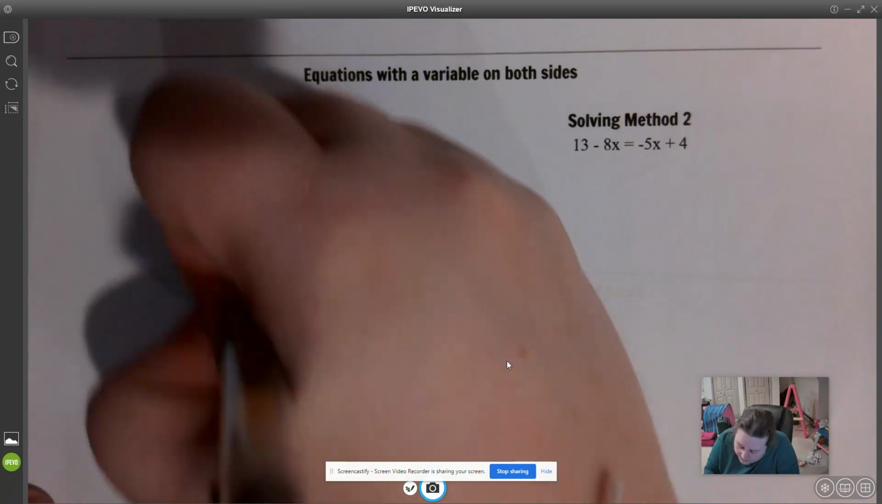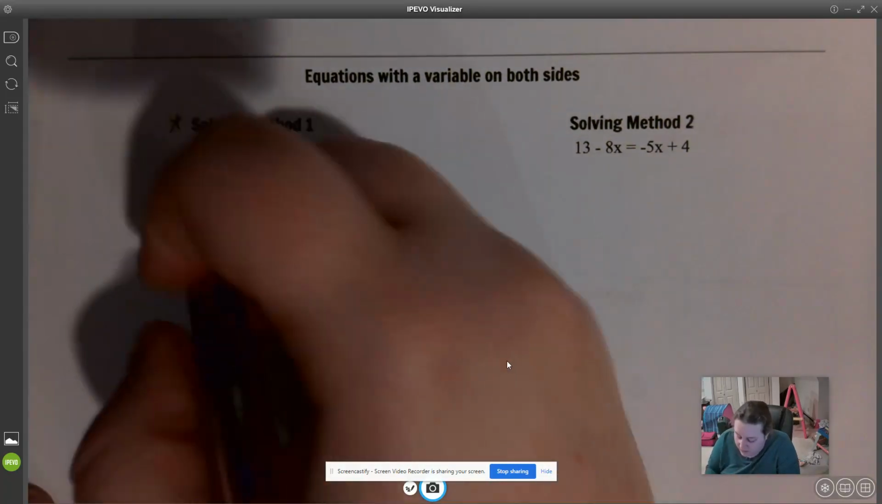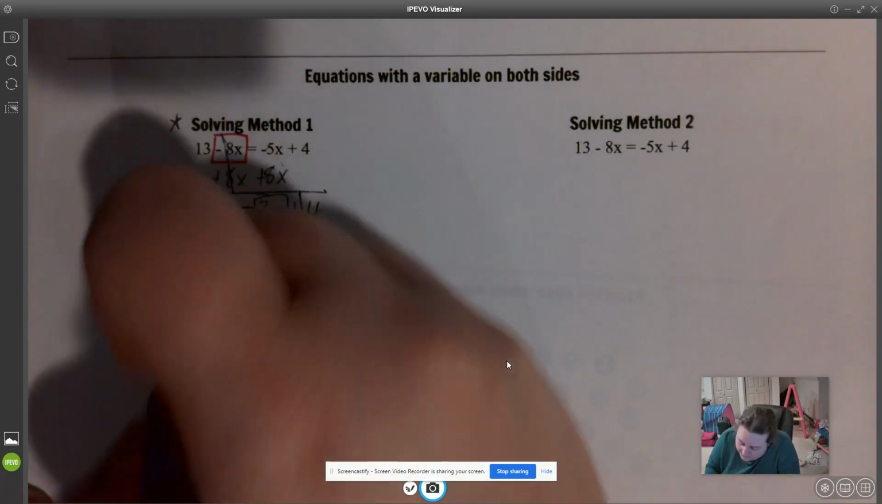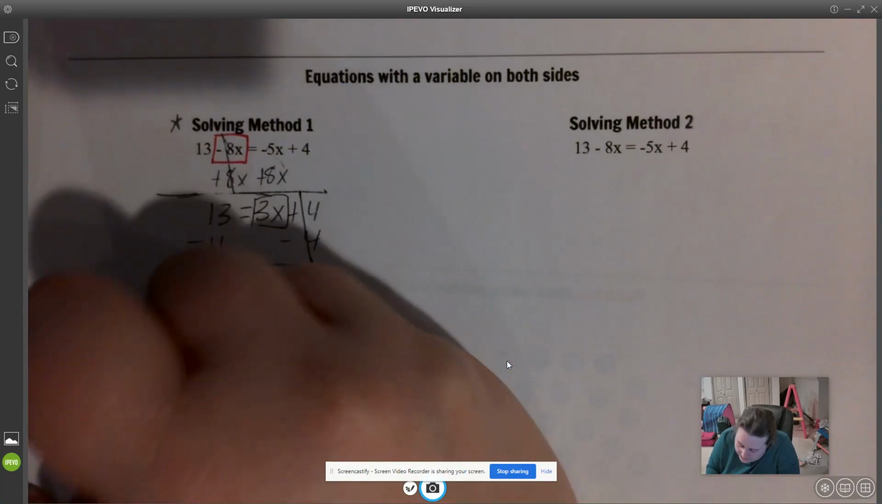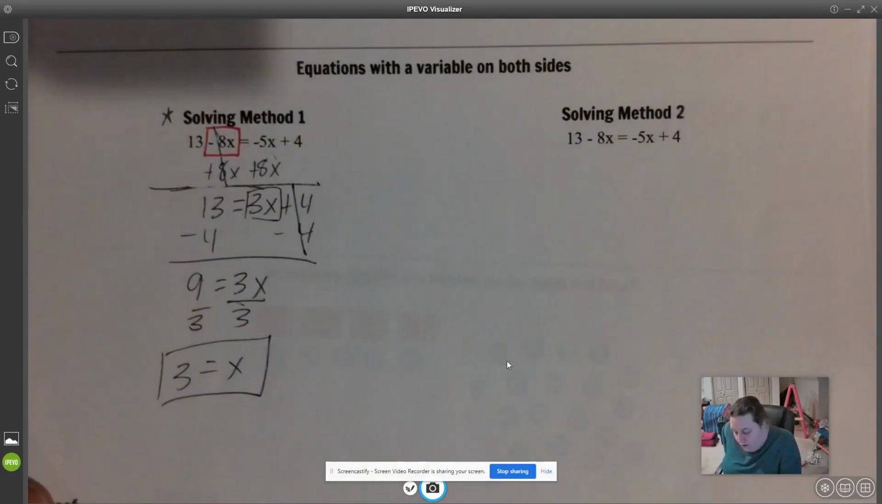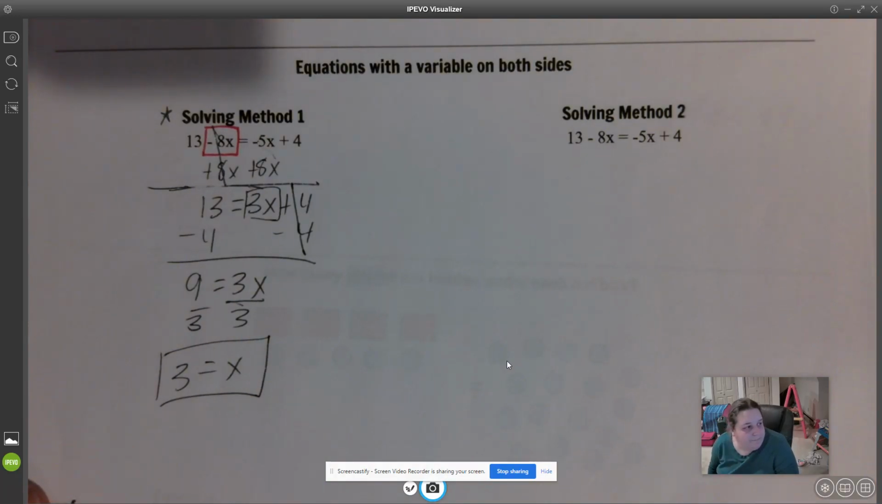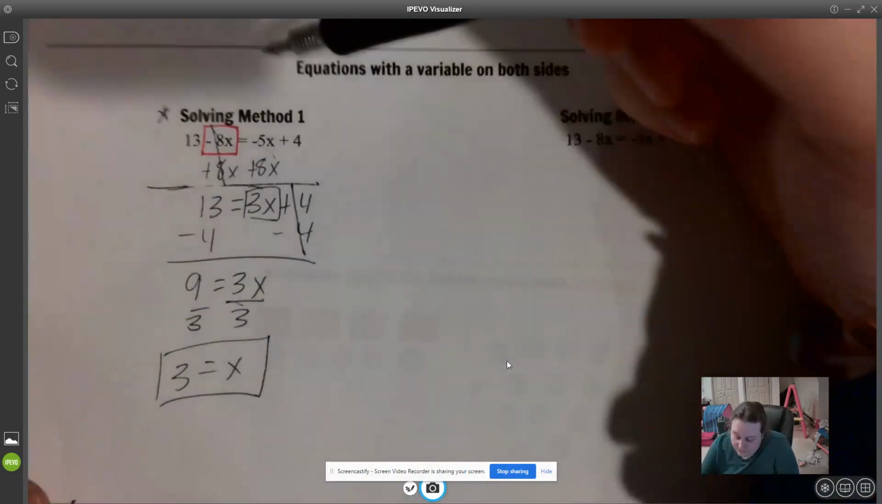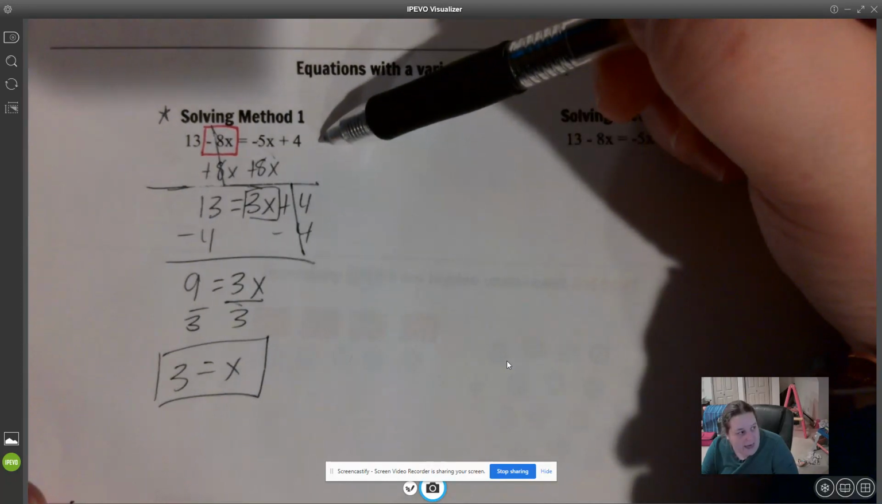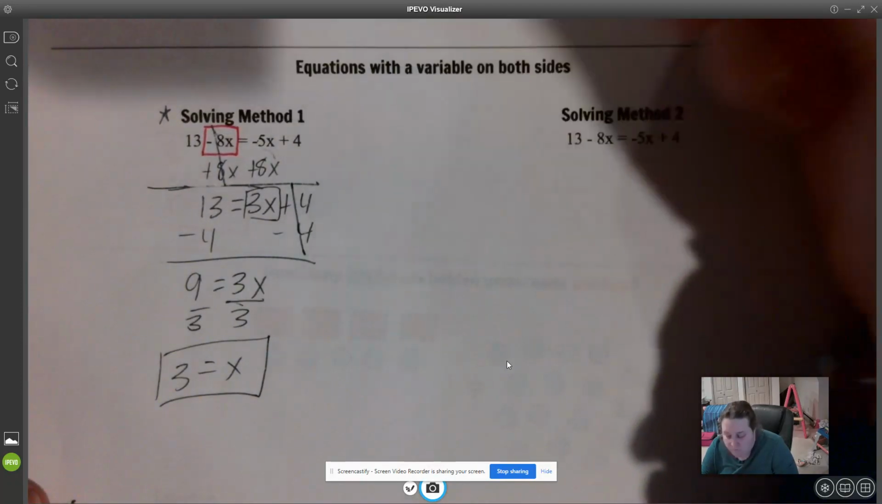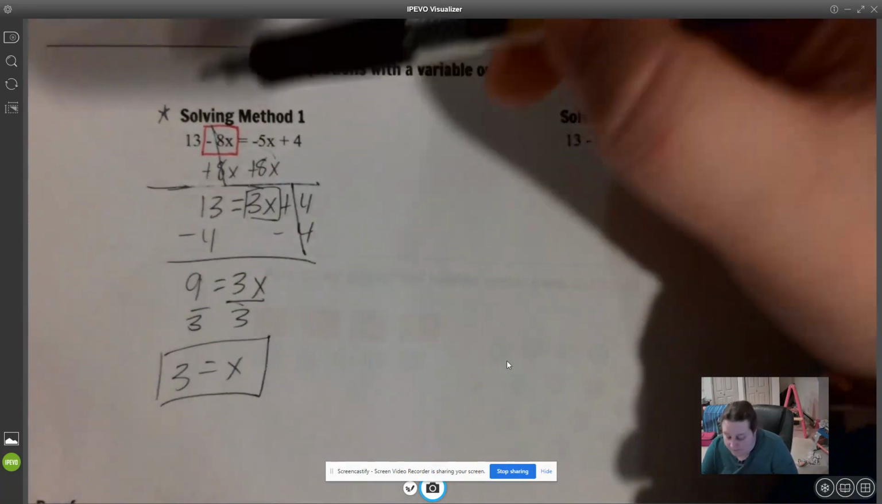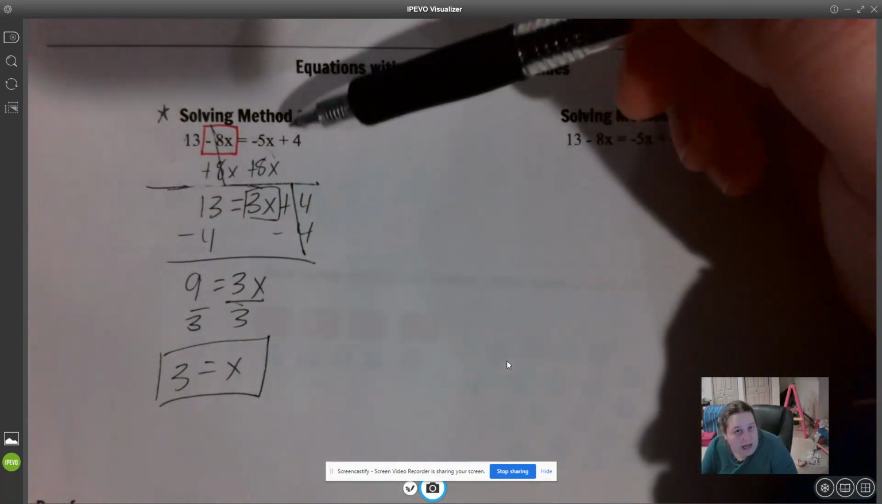So I'm left with 9 equals 3x. And now I'm going to divide each side by 3 and see that my variable, or unknown, is also equal to 3, just by chance. Okay. So once again, there's just one extra step we add in here, and that is moving one of my variable terms, getting rid of it, just as we would our constants.